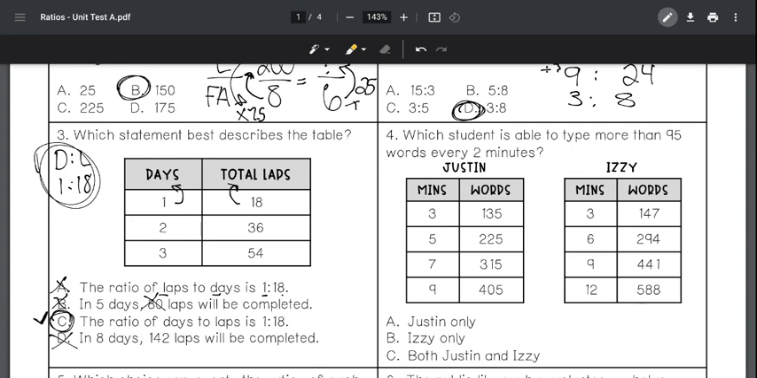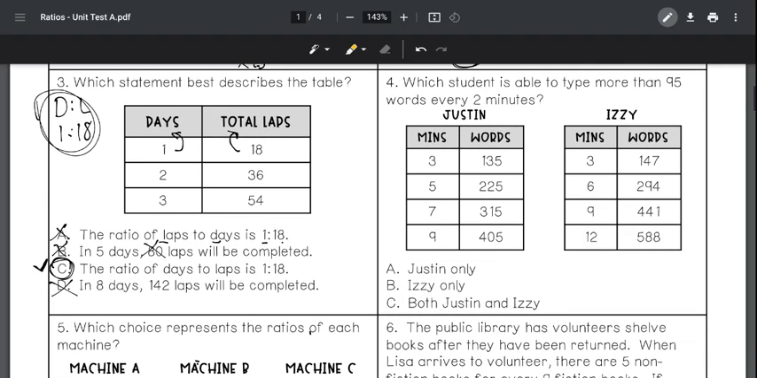All right, number 4 was a little bit of work. It says, which student is able to type more than 95 words every 2 minutes? Well, you can see that we have Justin's chart and Izzy's chart. And of course, 2 minutes is not in either of the charts. So I'm thinking, how am I going to get to 2? What I'm going to do is I'm going to make this the most simplified version. Right now, our charts have 3 minutes and how many words that is. So if you divide all of these by 3, you're going to figure out how many words each kid can type in 1 minute.